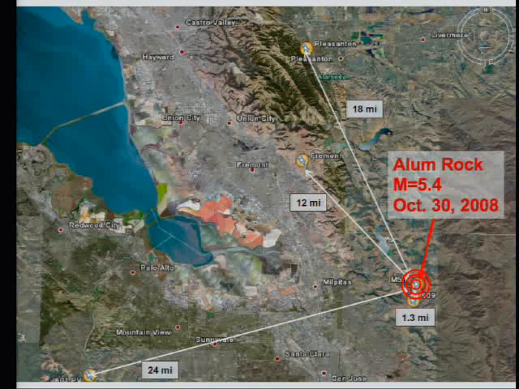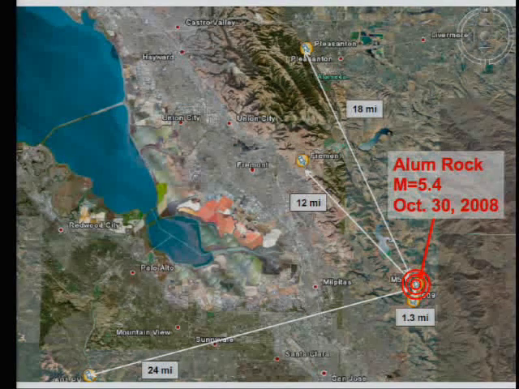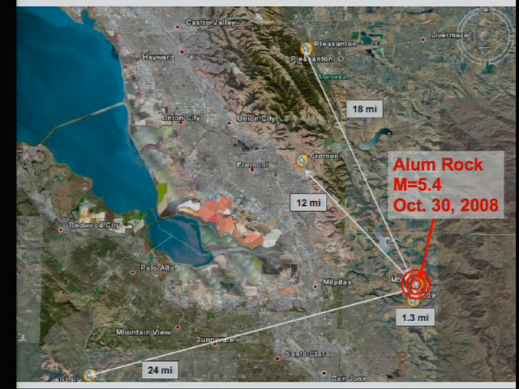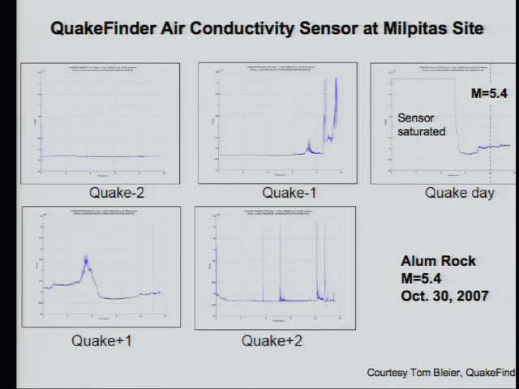There was another station here in Portola Valley, about 40 kilometers away. And there is another station up here, but this one did not have an air ionization measurement. So what did they see? I will come back and show you the low frequency electromagnetic data afterwards. For the moment, I will only show you the air conductivity.